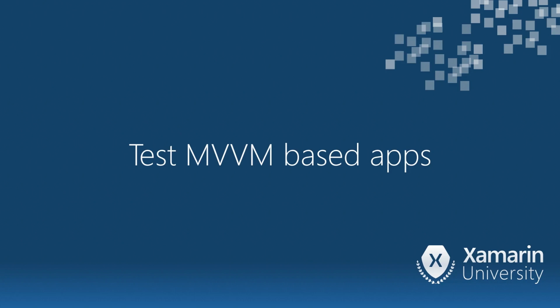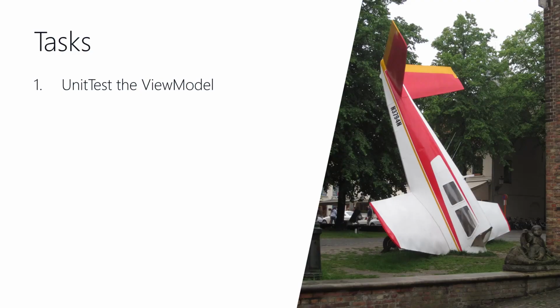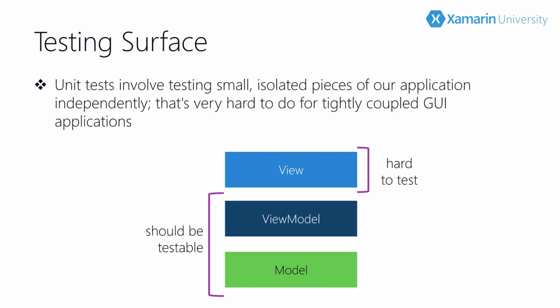Now the final topic we want to briefly touch on is testing. We aren't going to go into all the mechanics of unit testing. We have a full class on unit testing that you can view for all of those details, but it is helpful to see what can and can't be unit tested easily in a properly architected MVVM application. So let's jump into it.